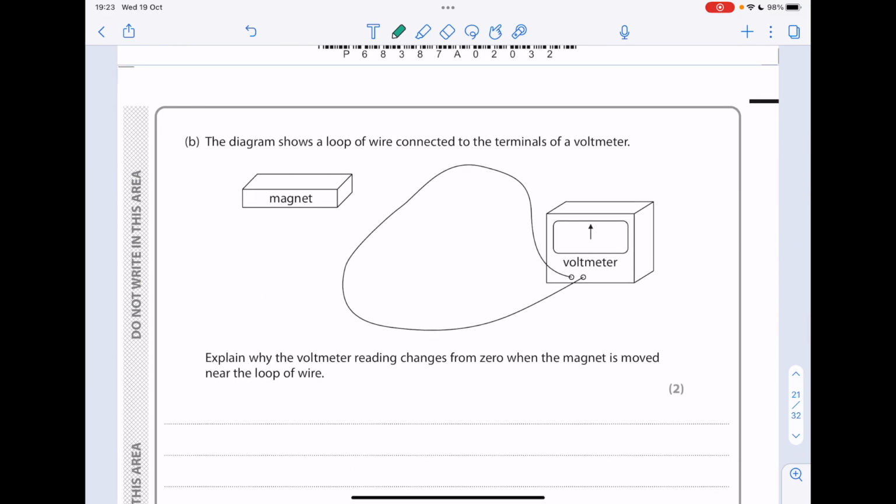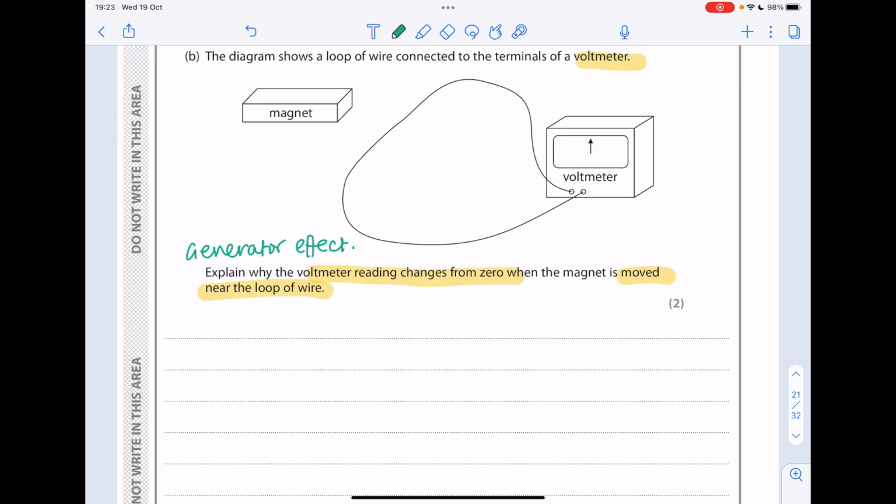The diagram shows a loop of wire connected to the terminals of a voltmeter. Explain why the voltmeter reading changes from 0 when the magnet is moved near the loop of wire. This is the generator effect. So it's all about voltage being induced. The reason for this is the wire cuts the field lines.